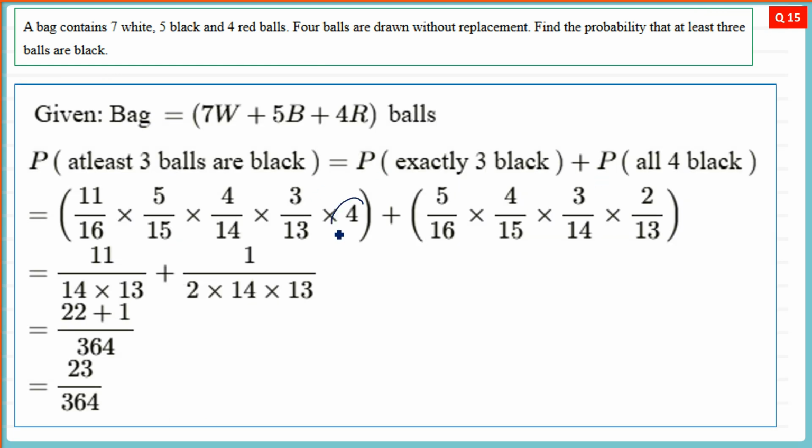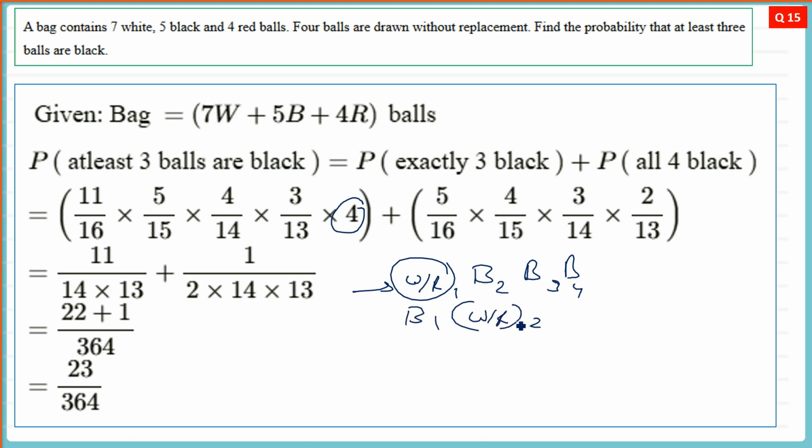So this was a good question. This 4 multiplied is simply this W or R, black, black, black. W oblique R means either white or red can come. Similarly, you can just compute individual probability, multiply them. This is just for one case. Then you again multiply the probability of B1, WR2, B3 and B4. That is a separate probability that needs to be multiplied. And then all these 4 probabilities which are going to come are to be added. That is, the third one will be black, black, white or red, and then black.